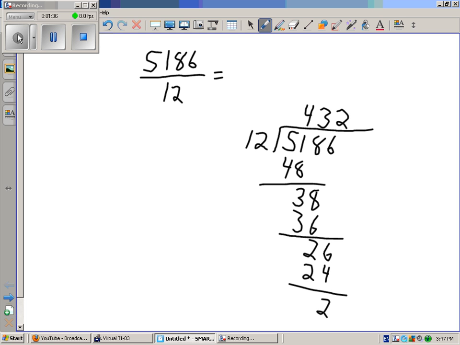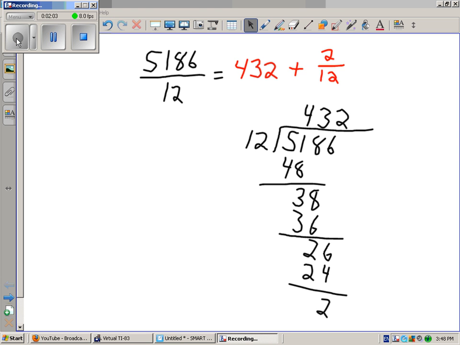So what we wind up with is 432 plus this remainder of 2, which is still divided by 12. Now we could have, of course, simplified that to be 1/6. But what I'm going to do is leave that as 2 over 12 just to illustrate that the denominator stays the same.